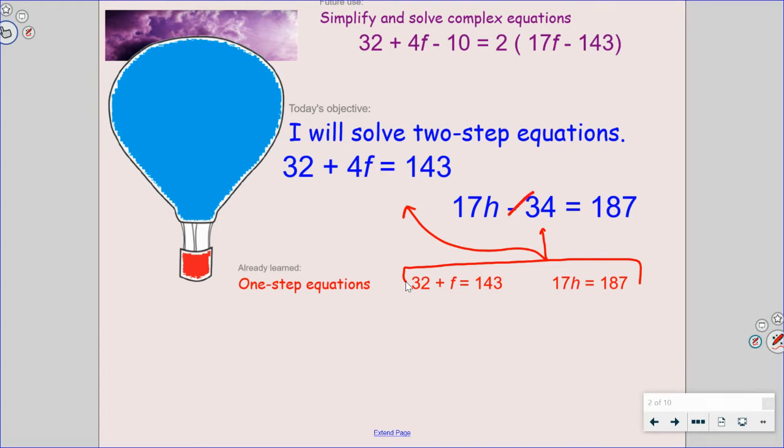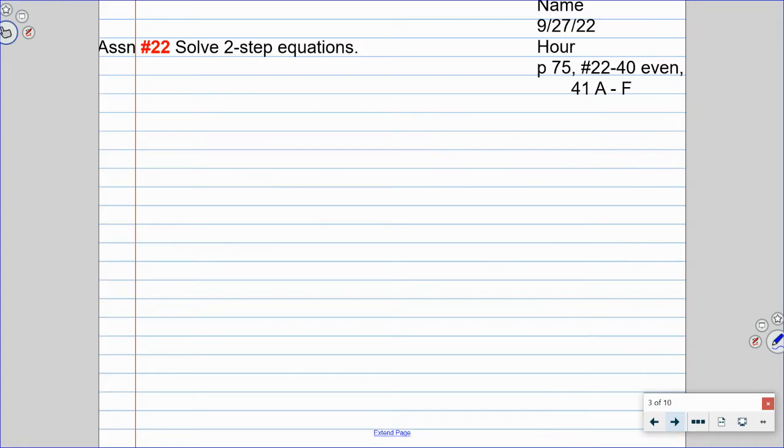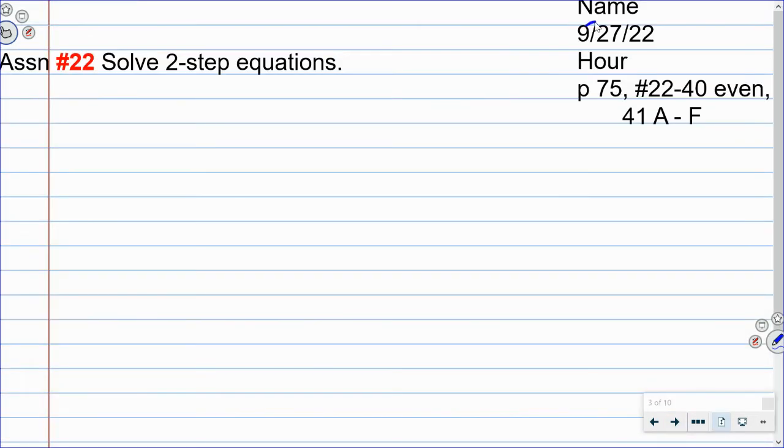See, we need to get rid of not one, but two terms to find out what h equals. Left equation, we need to get rid of not one, but two terms to find out what f equals. Naturally, ladies and gents, two-step equations will turn into three-step and four-step and multi-step equations, but for today, we're going to focus on two-step equations. Now, go ahead at this point, whatever the date is and whatever the assignment is, title your paper, get ready for some notes, come on back when you're ready.